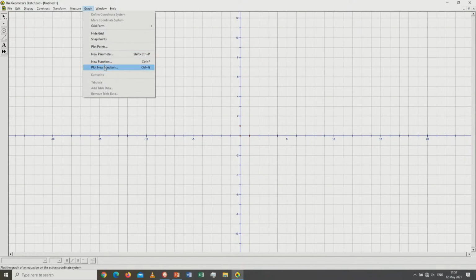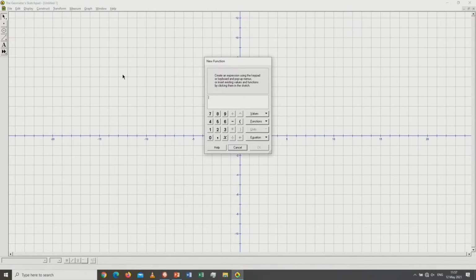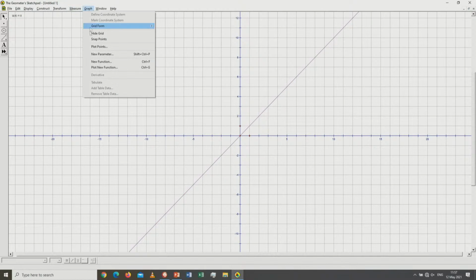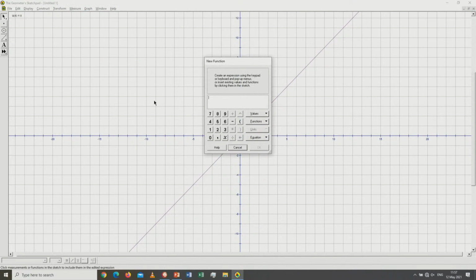Let me start first with the one that we know. The mother graph here, I will put it that way, is y equals x. Maybe I must ask one question. What is the value of y here? y is 0. You are very correct. y is 0. But now, when I have y equals x plus 1, what's going to happen?